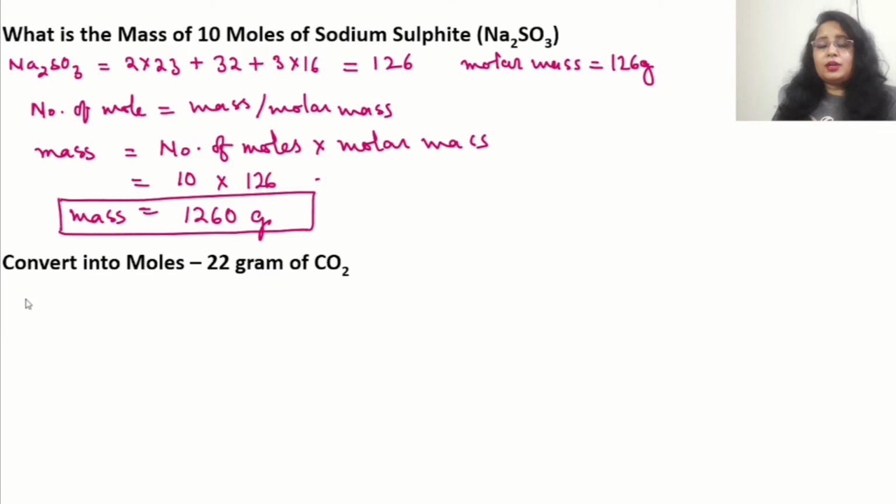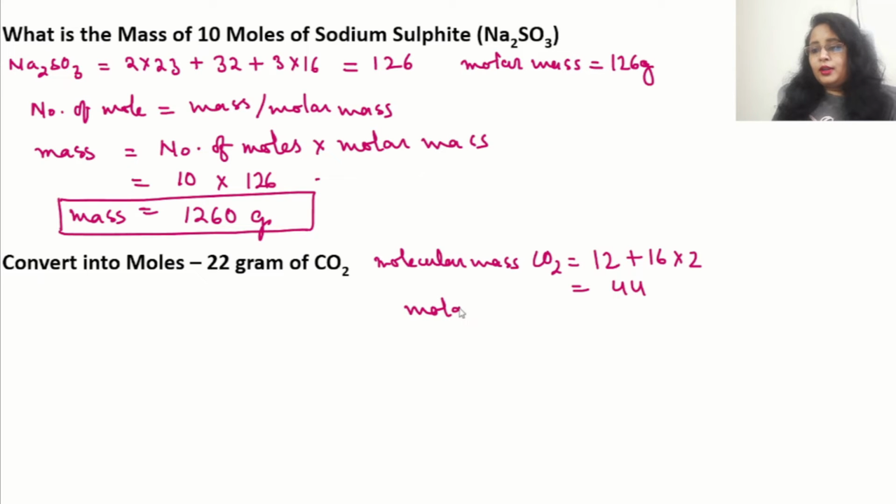Now come up to the next question. Convert 22 grams into moles. First thing, we'll get the molecular mass. So the molecular mass of CO2 is equal to carbon 12, oxygen 16 × 2, so it will become 44, and so that's why the molar mass should be 44 grams. The molecular mass is in AMU and the molar mass in grams. Same thing. Now the next step is the formula. So the formula is number of moles is equal to mass given upon molar mass.